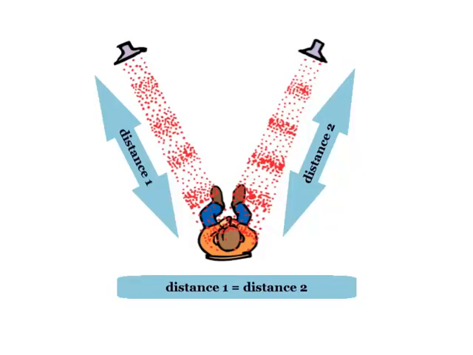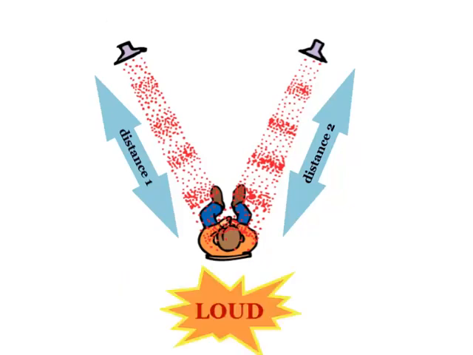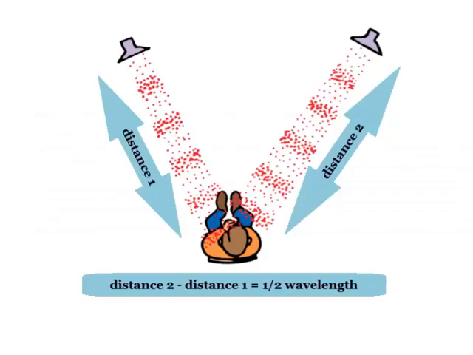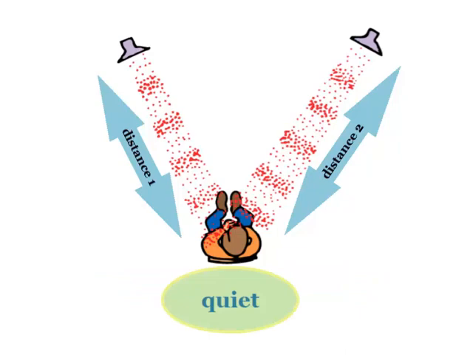A listener who is an equal distance from two speakers that emit identical sound waves of constant frequency hears louder sound. The waves add because the compressions and rarefactions arrive in phase. If the distances between the two speakers and the listener differ by half a wavelength, rarefactions from one speaker and compressions from the other arrive at the same time. This causes destructive interference.